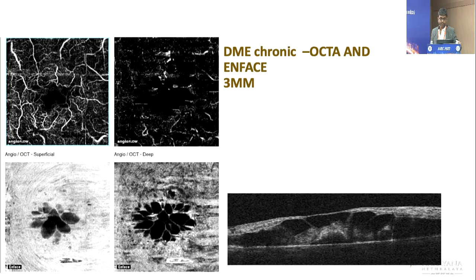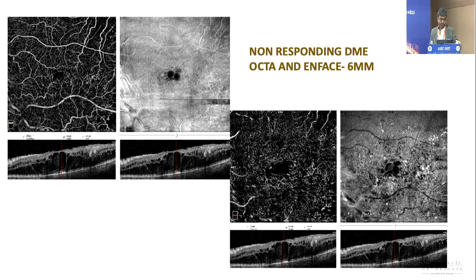So the chronic DME, these are the en face images you get along with the OCTA image. This also gives a rough estimate of the extent of diabetic macular edema and the prognosis as such. So this is a case of non-responding DME.